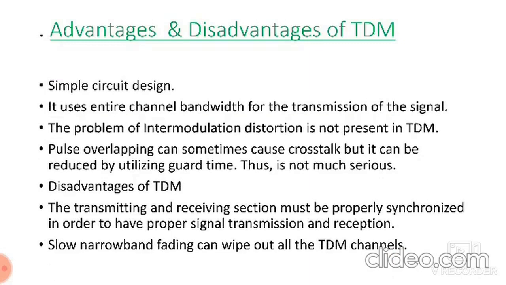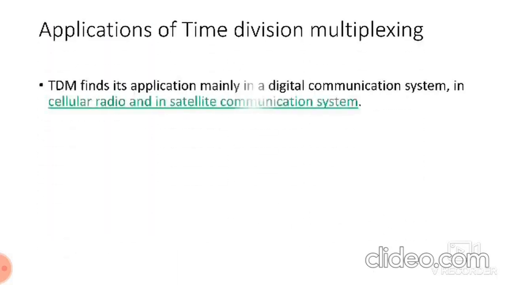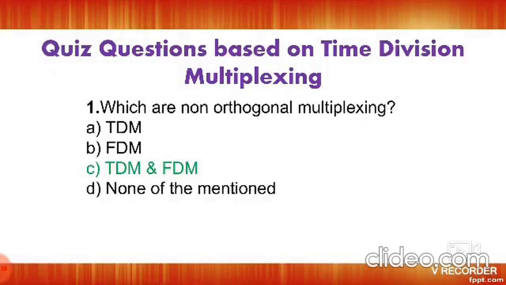Talking about the advantages, it is very simple and less bandwidth is used. As for the disadvantages, synchronization is needed. Transmitting and receiving sections must be properly synchronized to transmit and receive the signals in a proper manner. Also, slow narrowband fading can wipe out all the TDM channels. That is the main drawback of TDM. Its application is mainly in digital communication systems, cellular radio, or satellite communication systems. That is the main advantage of TDM.